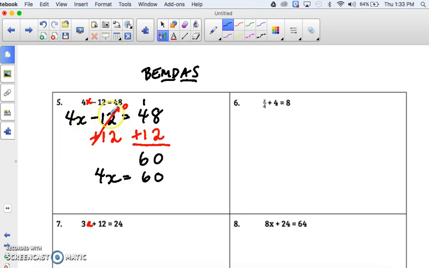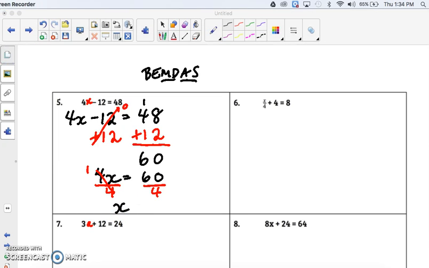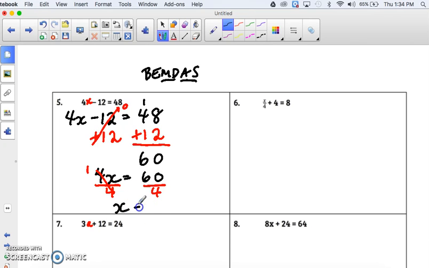I got that because I don't have minus 12 attached, it became 0. I'm recopying the 4x, and I'm recopying 60 because that's the answer to 48 plus 12. Now, you have 4 times a number equals 60. Think about the opposite operation to get rid of the 4, so it becomes x. You divide both sides by 4. This side, therefore, 4 divided by 4 becomes 1. And then you get the answer to 60 divided by 4, which is 15. Therefore, x equals 15.